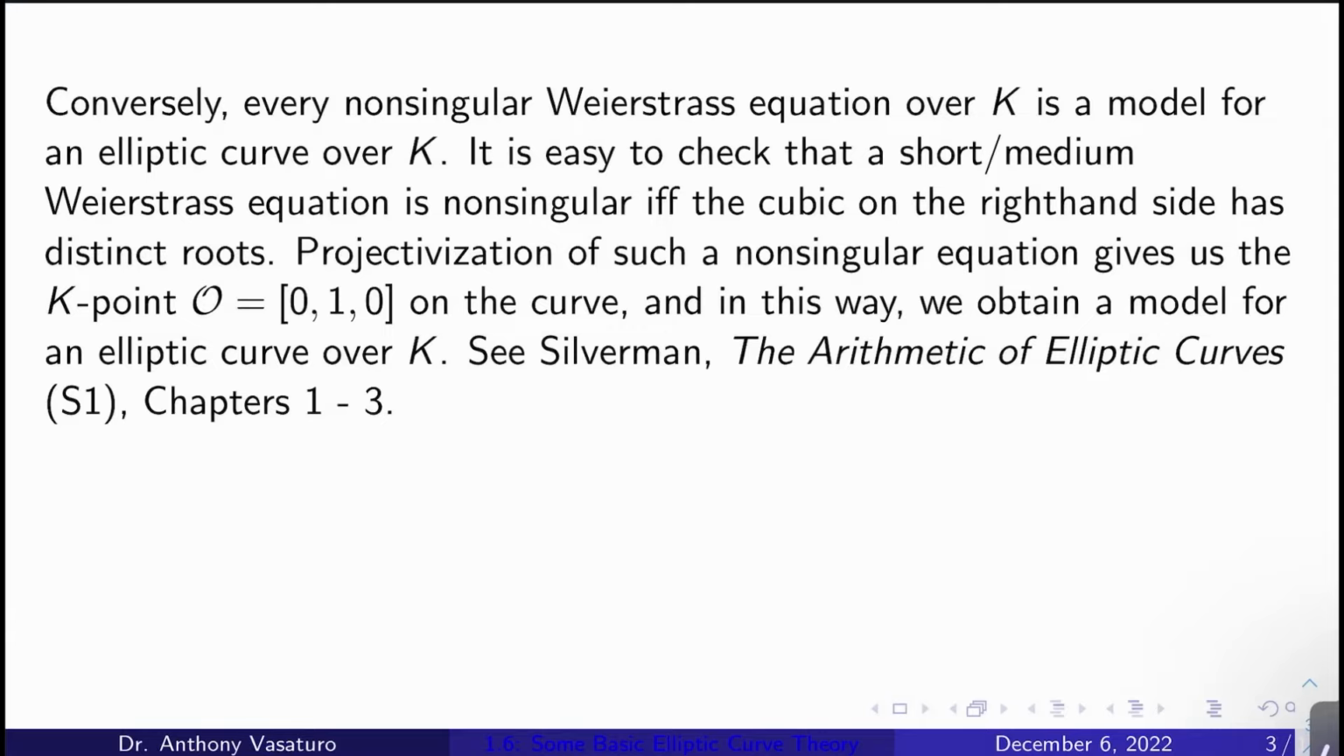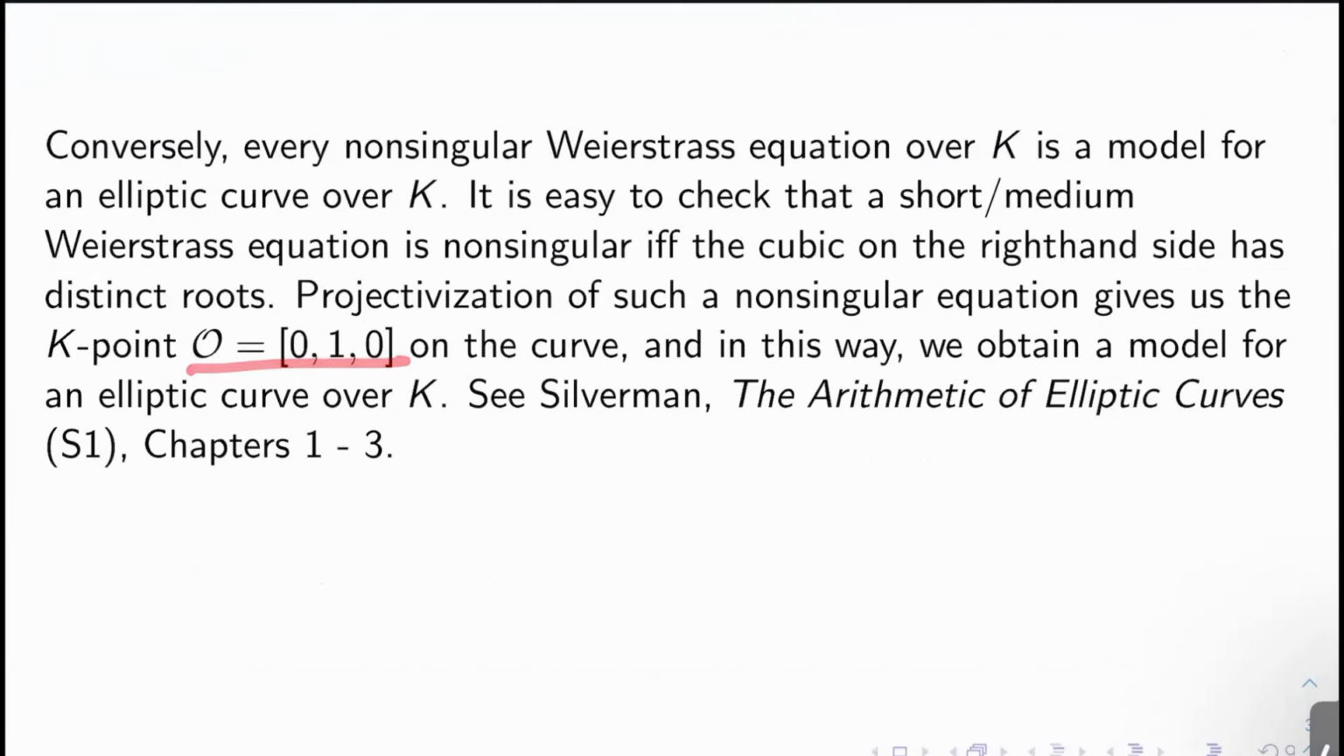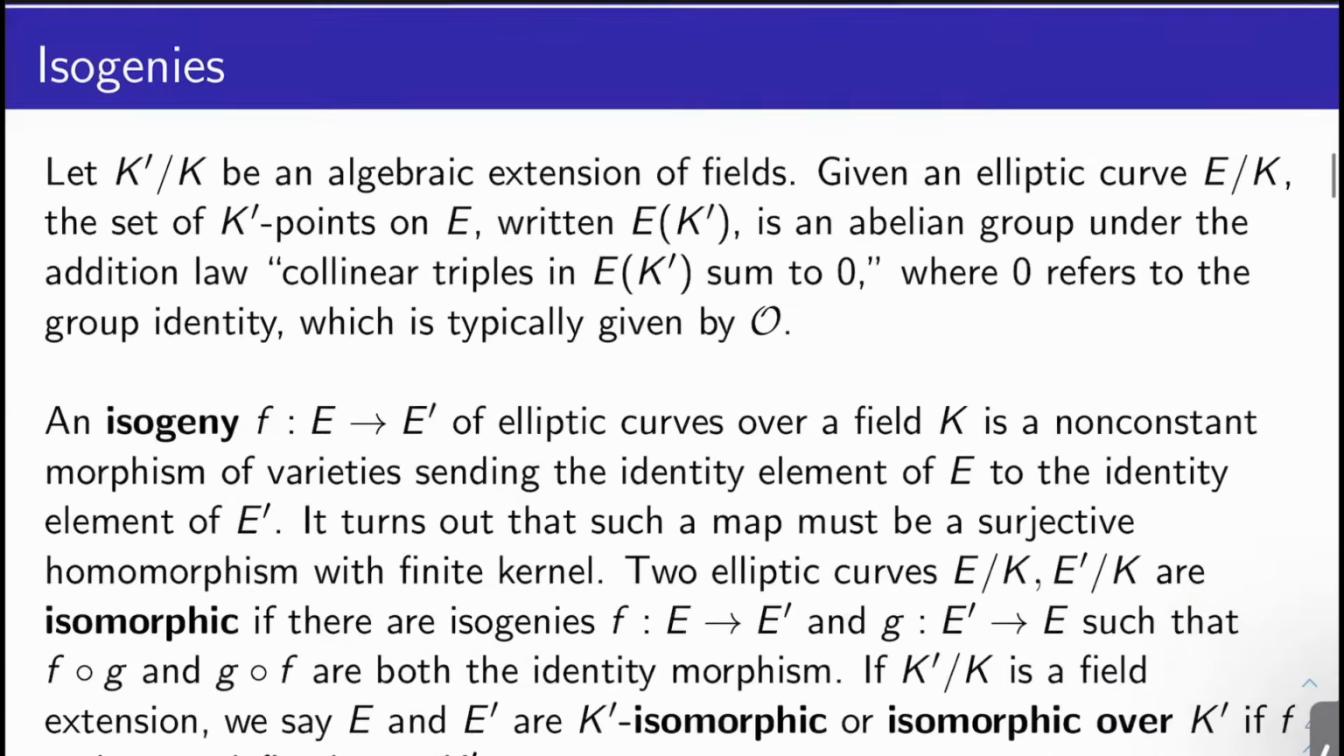So a good reference for this video, for all the stuff I've said so far and throughout the rest of the video, would be Silverman's The Arithmetic of Elliptic Curves, which I'll call S1 from here on out. The stuff I just got done talking about can be found in chapters 1 and 3, and I'll give more precise references for future material in this video as we go on. Okay, so this O here, by the way, we usually call it the point at infinity on the curve. And if you know projective geometry, you can probably see why that is. If you don't, worry about it. It's just called the projective point at infinity.